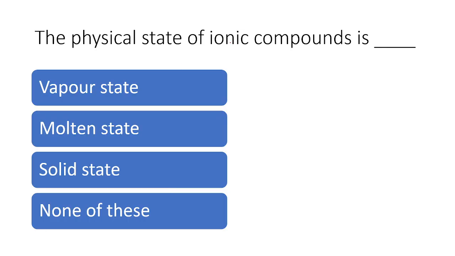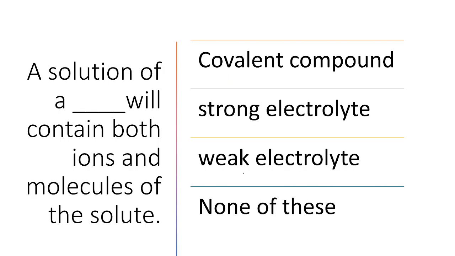Now the physical state of ionic compounds is, so are ionic compounds in vapor state, molten state, solid state or none of these? Yes, the answer is solid state. Ionic compounds are in solid form.